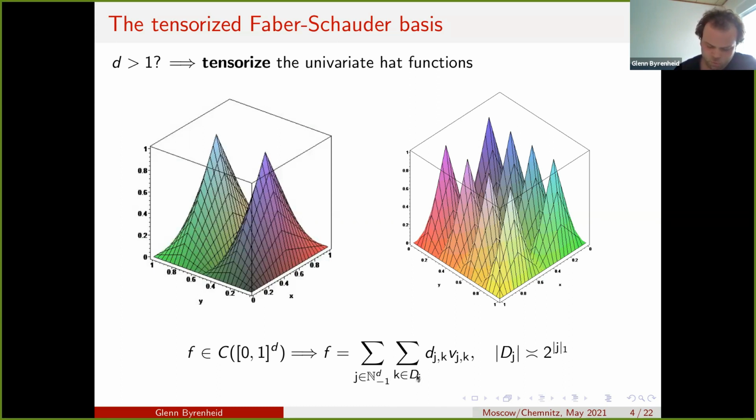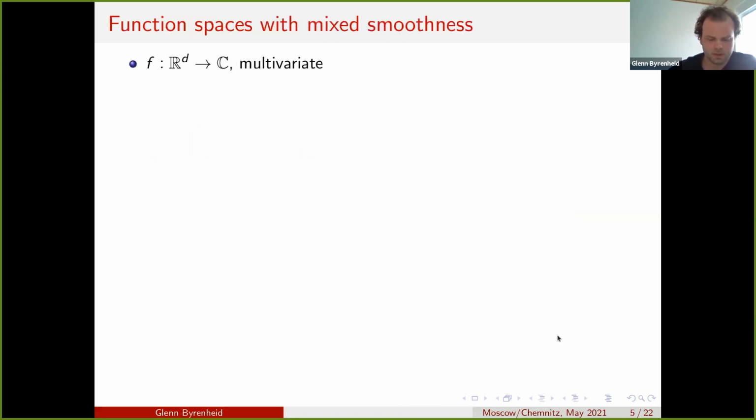For notation, we introduce here this D_j. D_j is the set of translates of the hat function, so translates that cover our interval [0,1]. And the set of translates has, for every fixed level j, cardinality 2 to the power of the 1-norm of the level.